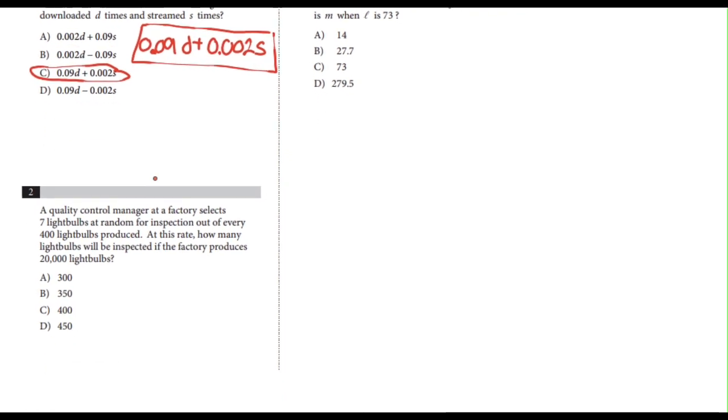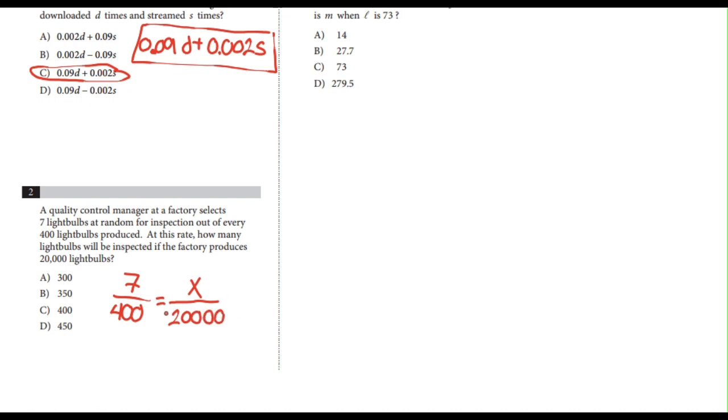Number 2. A quality control manager at a factory selects 7 light bulbs at random for inspection out of every 400 light bulbs produced. At this rate, how many light bulbs will be inspected if the factory produces 20,000 light bulbs? So we know that they inspected 7 out of 400, and they want to know how many will be inspected out of 20,000.